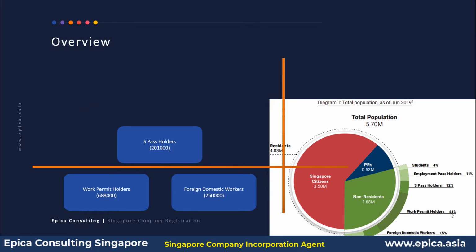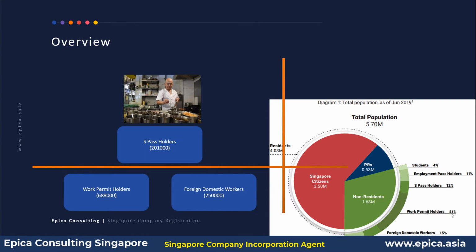The next visa, which is slightly higher than work permit and foreign domestic workers, is S pass holders. S pass holders bridge the gap between work permit and employment pass. These people are typically semi-skilled. They may have an educational qualification like a diploma or a higher certificate in some specific discipline. They work in various industries in different roles of semi-skilled labor.